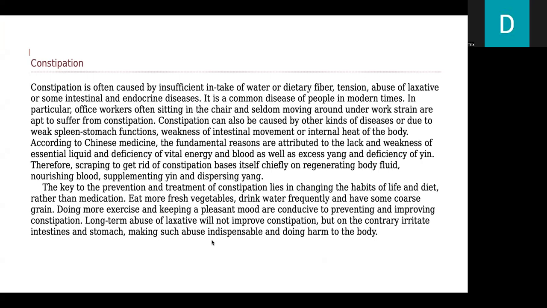Therefore, scraping to get rid of constipation bases itself chiefly on regenerating body fluid, nourishing blood, supplementing yin, and dispersing yang. The key to prevention and treatment of constipation lies in changing the habits of life and diet rather than medication. Eat more fresh vegetables, drink water frequently, and have some coarse grain. Doing more exercise and keeping a pleasant mood are conducive to preventing and improving constipation. Long term abuse of laxatives will not improve constipation, but on the contrary, irritate the intestines and stomach, making such abuse indispensable and doing harm to the body.